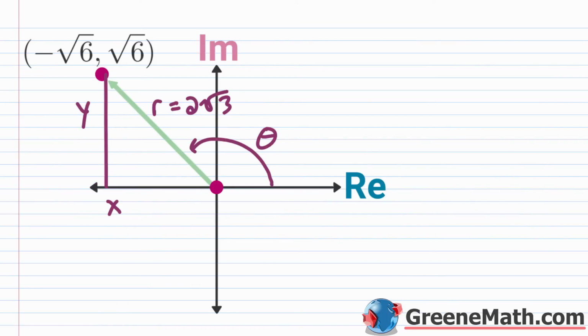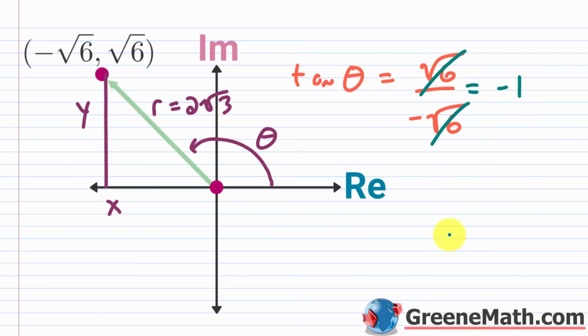Now this is the part that's a little bit tricky and where a lot of students get lost. So basically, your book is going to tell you that the tangent of theta is equal to y, which is your imaginary part, over x, which is the real part. So in this case, y is square root of 6, and x is the negative of the square root of 6. So obviously we can cancel a common factor of the square root of 6, and this gives me negative 1. So the tangent of theta is equal to negative 1.